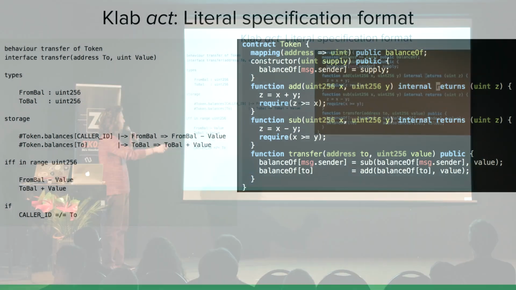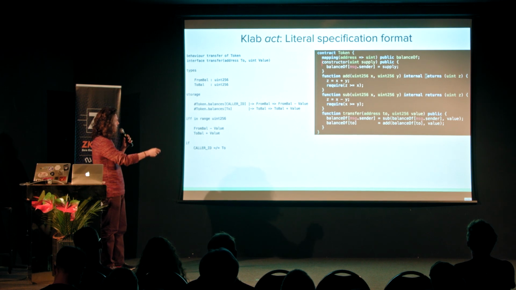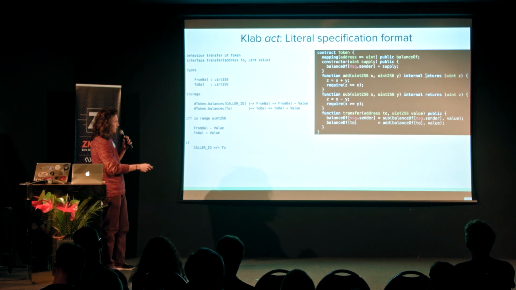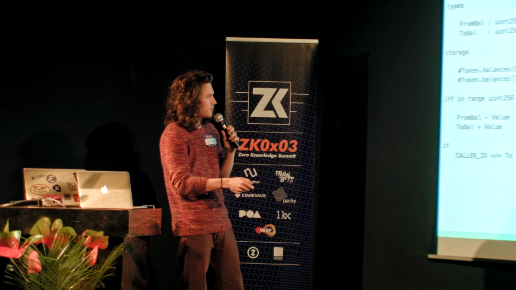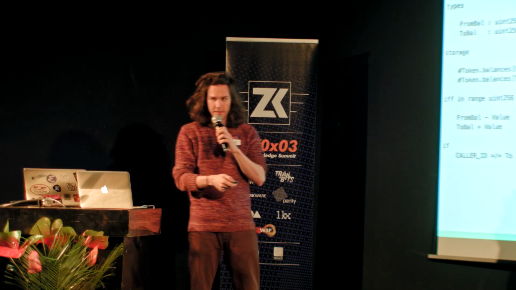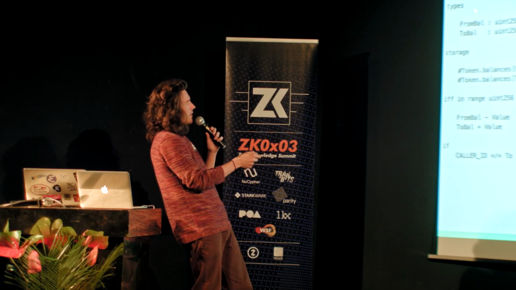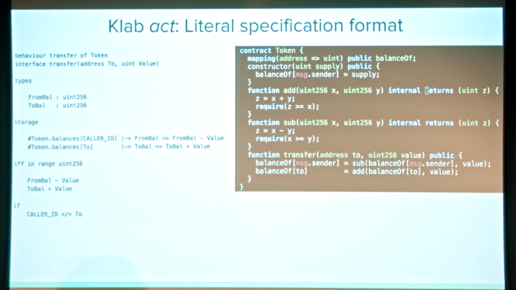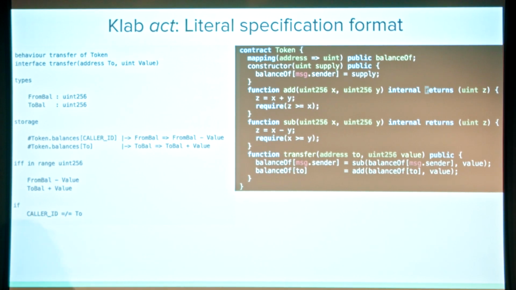So we see a simple token contract in like 15 lines here, and we're interested in verifying the transfer function, which I think you know what a transfer function does. So here is the behavior implemented, or expressed, I should say, in the ACT language.